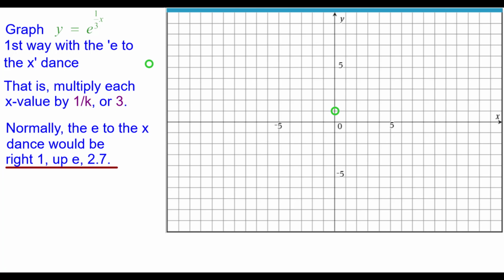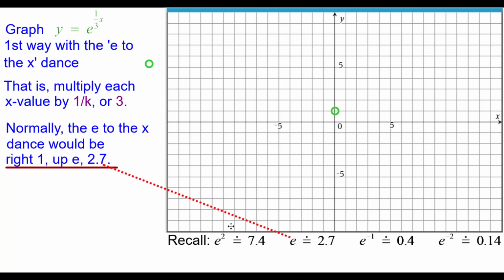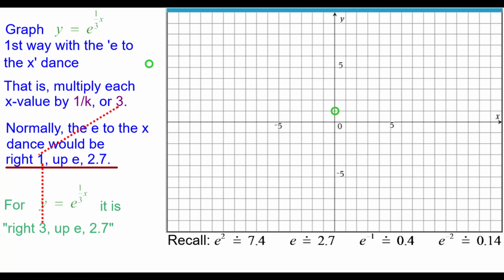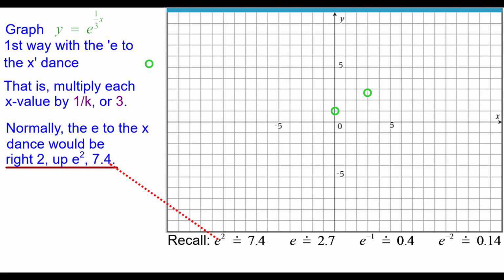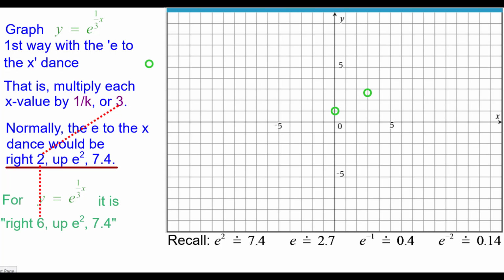Normally the e to the x dance would be right 1 up e, which is about 2.7, and we list these values here for you to recall. You should know those. For our graph, though, it's going to be right 3 up e, because 3 times 1 is 3. The x-coordinates are affected, the y-coordinates are not. So it's going to be right 3 up about 2.7. Next would be right 2 up e squared, but for ours it's going to be right 6 up e squared, because 3 times 2 is 6.